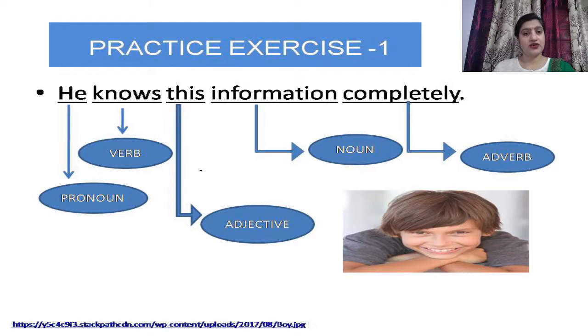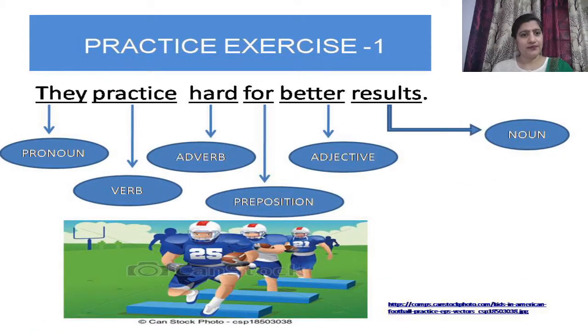Okay, the third example. He knows this information completely. He is a pronoun, knows is a verb, an action word. What does he know? The object is information, it's a noun. How does he know it? Completely. So it is modifying the verb knows, so completely is an adverb. What information? If information is a noun, this information, not any other information. So this is basically pointing out which information, and it is modifying the noun information, so it has to be an adjective.